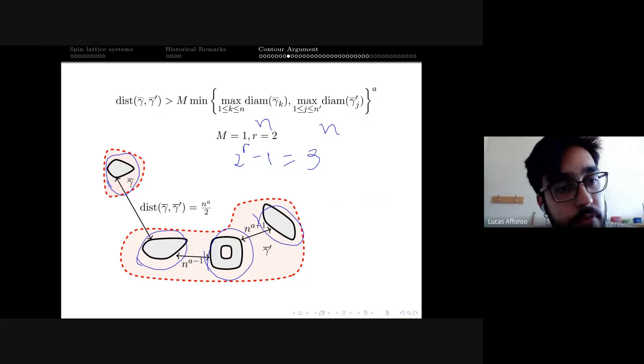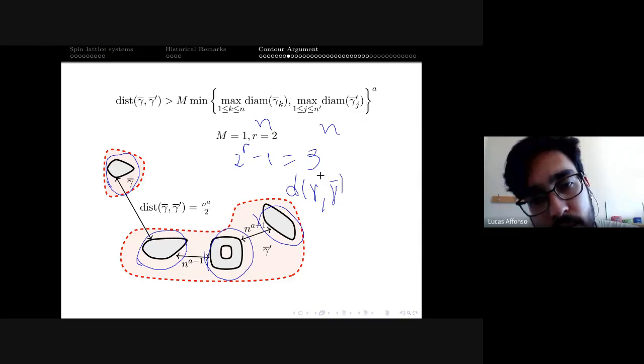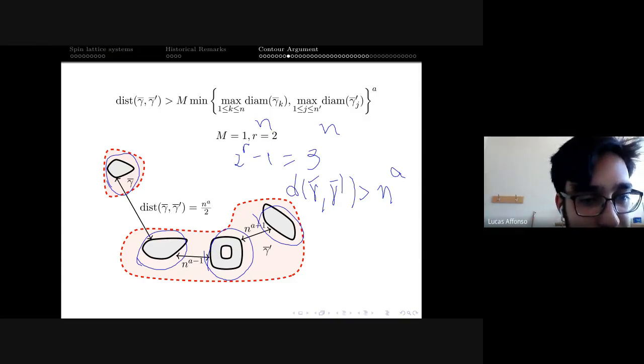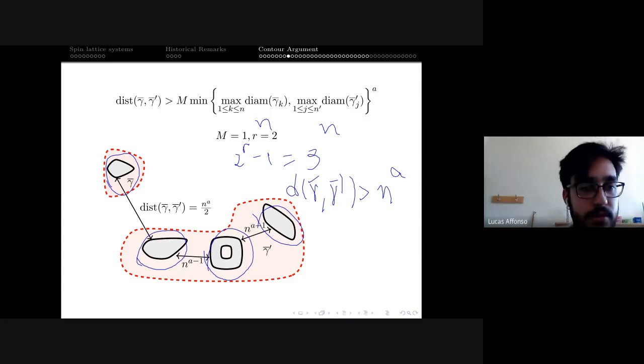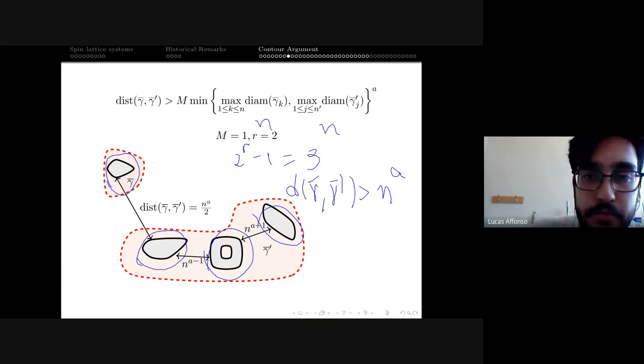And for this partition to satisfy condition B2, the distance between them should be larger than n to the power a. But as you are seeing, I chose the distance very carefully for this to break down. So this doesn't satisfy the condition B2. But we can have other kinds of violations of this property.